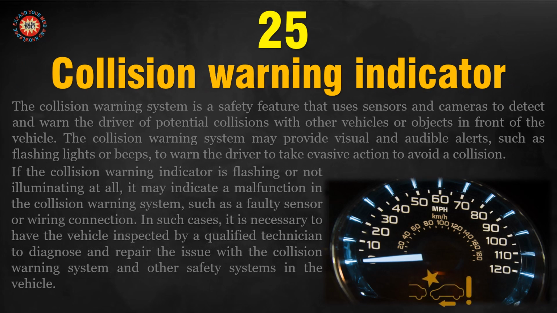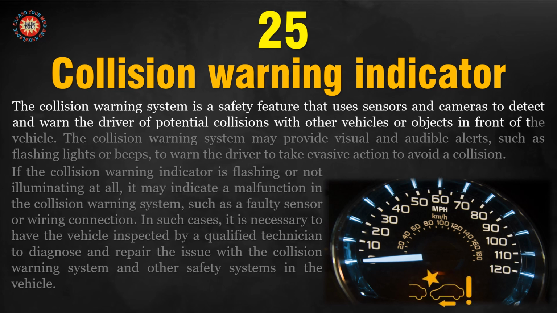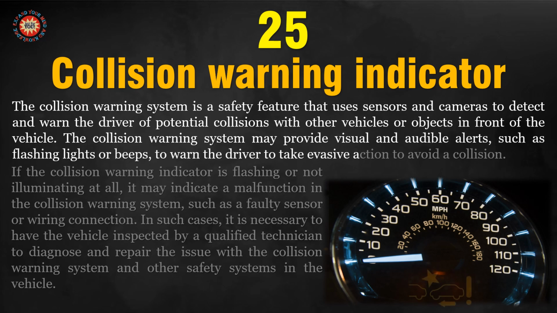Symbol 25. Collision warning indicator. The collision warning system is a safety feature that uses sensors and cameras to detect and warn the driver of potential collisions with other vehicles or objects in front of the vehicle. The collision warning system may provide visual and audible alerts, such as flashing lights or beeps, to warn the driver to take evasive action to avoid a collision.